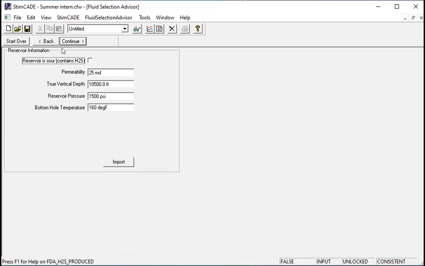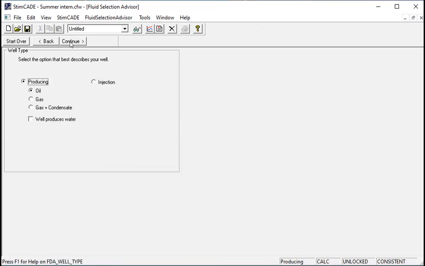Then the next now is the reservoir information. We have our reservoir permeability, the true vertical depth of the reservoir from the top, the true vertical depth of the reservoir from the surface to where the reservoir is. So we could just say, from what I have here, I think it's 9,600. That's our reservoir pressure, and that's our bottom hole temperature. Bottom hole temperature, yes, let's leave it at 160. All right, we take next.